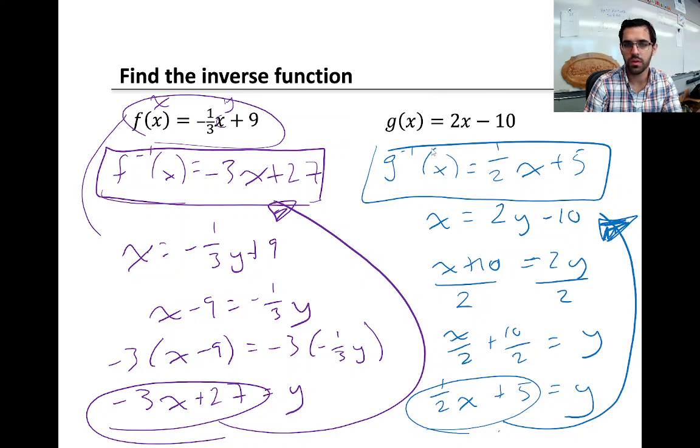Second example, for g, I'm going to swap the x's and y's, solve for the new y, and that's our inverse function.